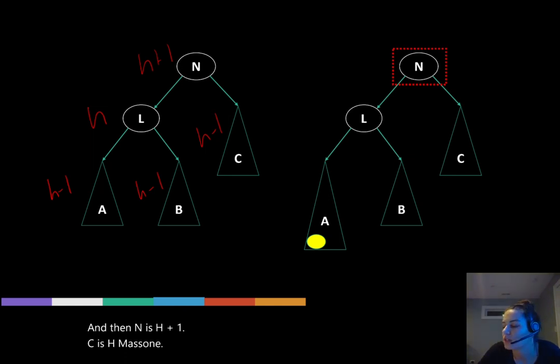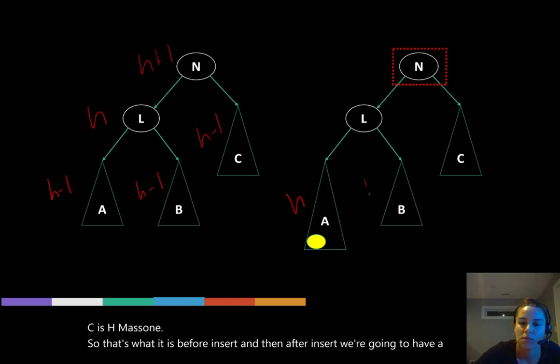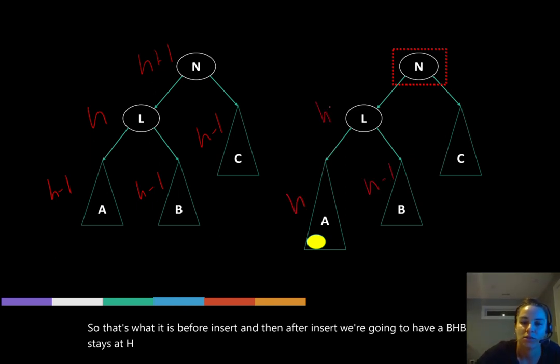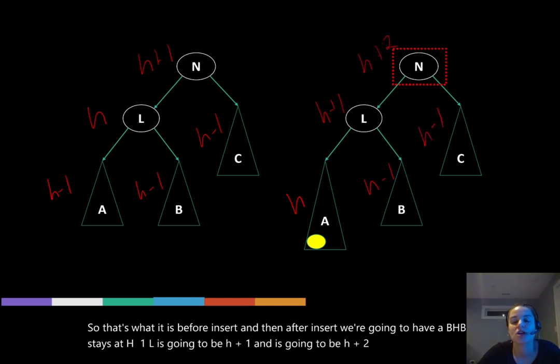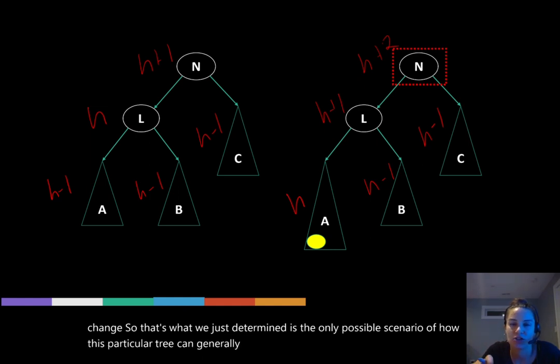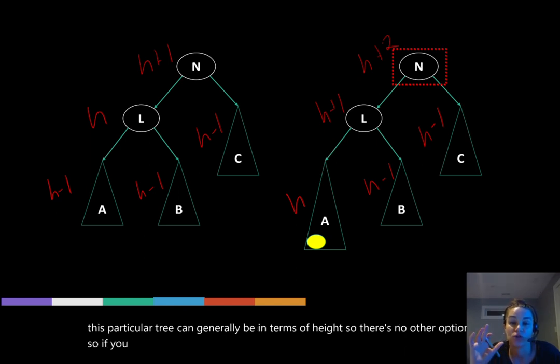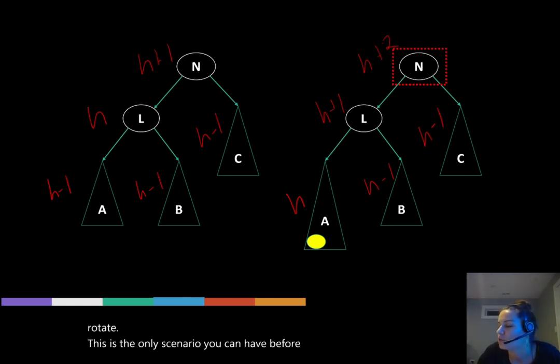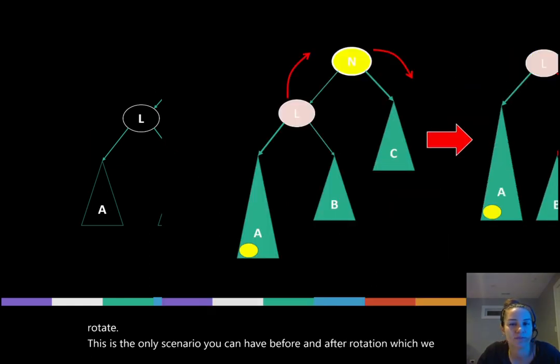So that's what it is before insert, and then after insert, we're going to have A be h, B stays at h minus 1, L is going to be h plus 1, N is going to be h plus 2, and C doesn't change. So that's what we just determined is the only possible scenario of how this particular tree can generally be in terms of height. So there's no other option. So if you insert into the A subtree, which forces a left-leaning tree and a right rotate, this is the only scenario you can have before and after rotation, which we just showed generally.